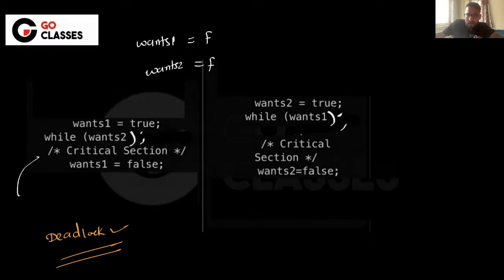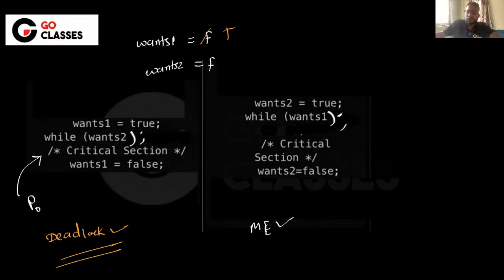Second thing I check. Let's suppose this process is in the critical section, which means wants one is true and wants two must be false. Now in this case, tell me, can another process enter? No, right? If the other process wants to enter, it will make wants two true, but wants one is also true, that's why it will get stuck. So that's why I will say mutual exclusion is satisfied.